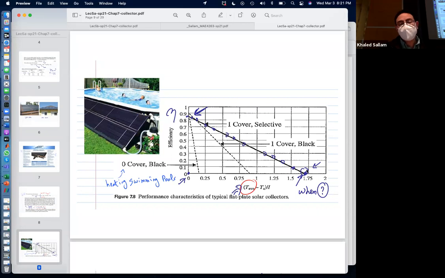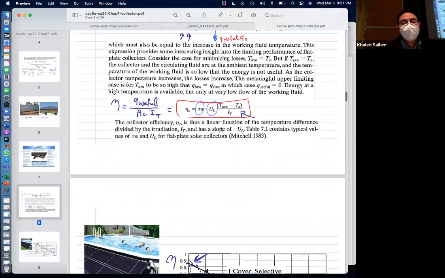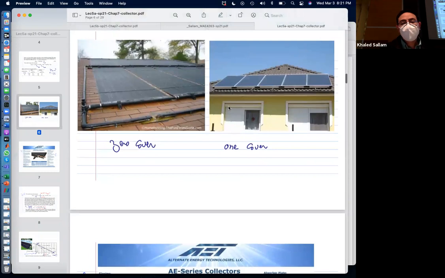But back to the question, how do I get this point? How can I get zero efficiency? And that corresponds to maximum T average. When will this happen? This will happen if the inlet water and outlet water are shut down. The water is stuck in here. If you have zero flow rate, what happens to the water in this place? Hot, hot, hot, hot, until what happens?